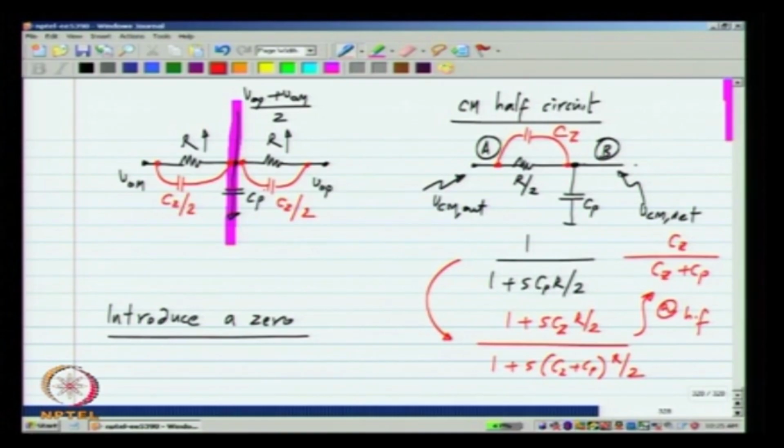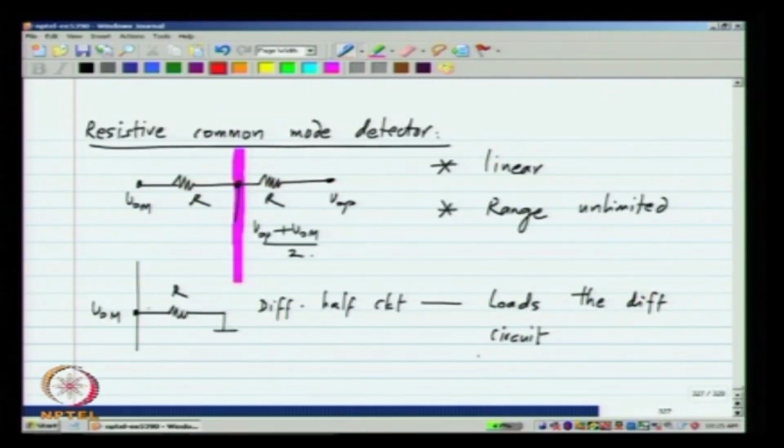Now, this is fine, this can be done, but you see that this will also load the circuit. Okay. So, now in the differential half circuit, we will have this load as well. So, in addition to the integrating capacitor and the load capacitor of the single stage op amp, we also have the capacitance used in the common mode detector. Okay. So, the passive common mode detector is very useful because it is linear, but it has some problems. First of all, it loads the circuit, that is the main problem. Okay. But the advantage is that it is very linear. So, we will see that there are some situations where we will use this, and in some cases where we will try not to use this one.